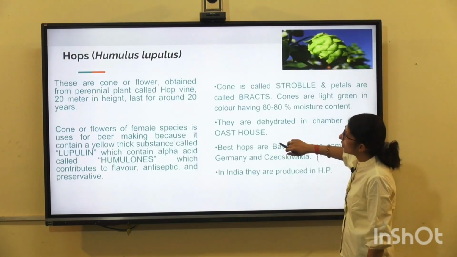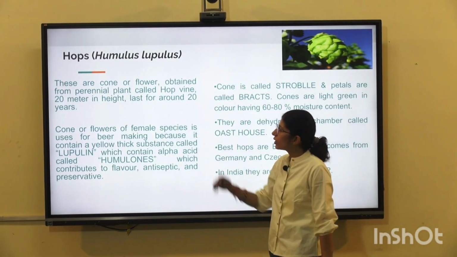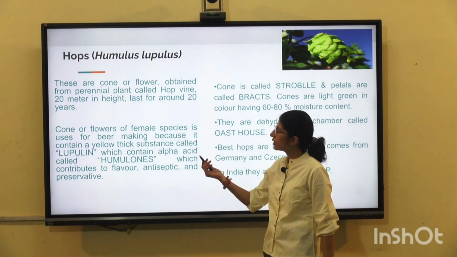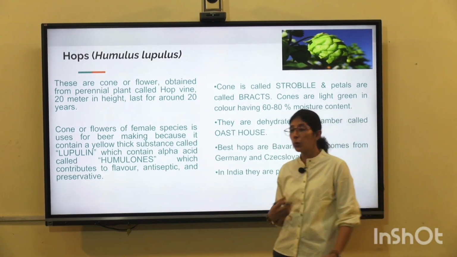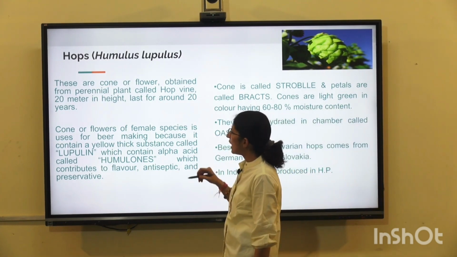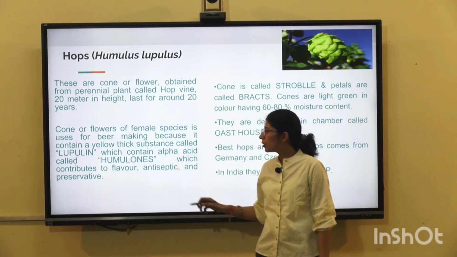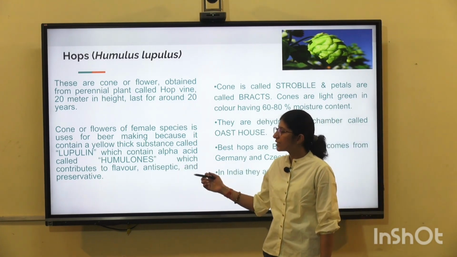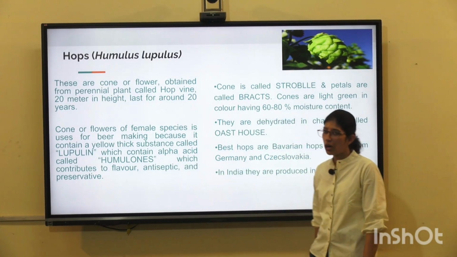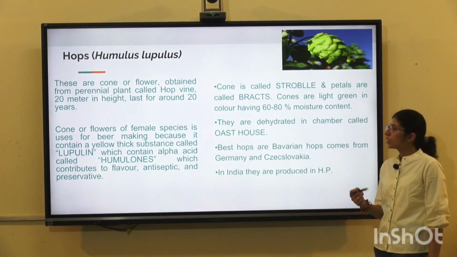So, what is the basic purpose? These are the cones and the female flowers of the beer-making species, and they produce a thick yellow substance known as lupulin. Lupulin contains alpha acids, that is humulones, and isoacids that contribute to the flavor and the antiseptic and preservative properties of the hops that are added in the beer making process.